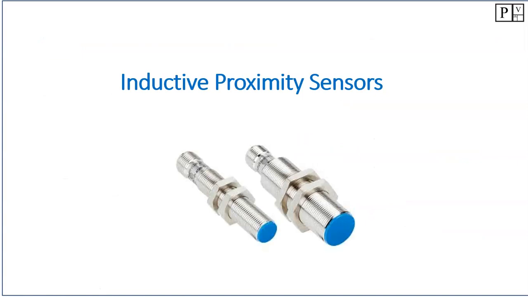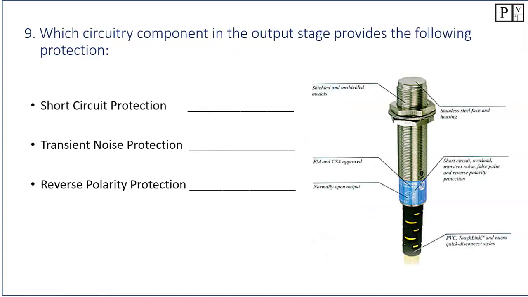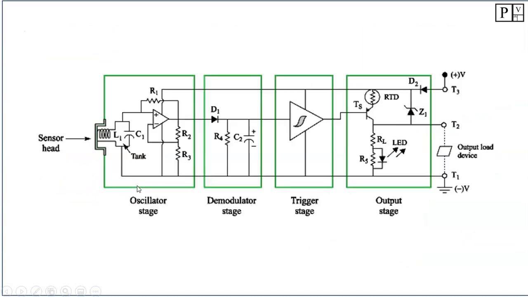Okay, let's take a look at some more of the inductive proximity sensors. With these guys, I'm going to ask you which component gives you short circuit, overload, transient noise, false pulse, and reverse polarity protection. So I centered in on these 3 protections right here within the circuitry: short circuit, over voltage or transient noise, and reverse polarity protection. And taking a look at this diagram here, let's take a look at the short circuit first. So in line with the transistor, there is an RTD. The RTD is going to limit our current here.